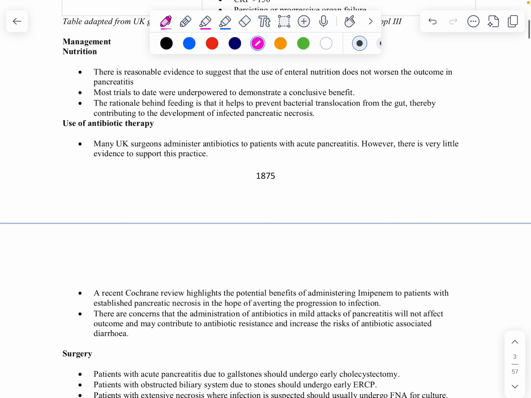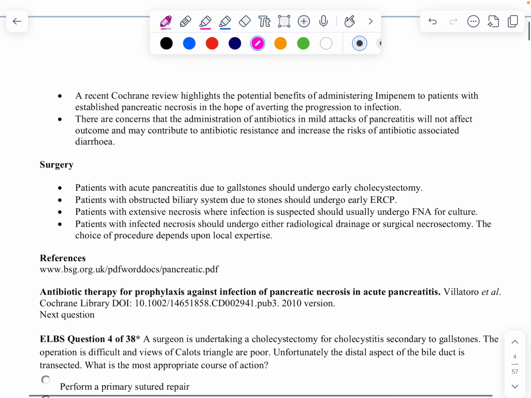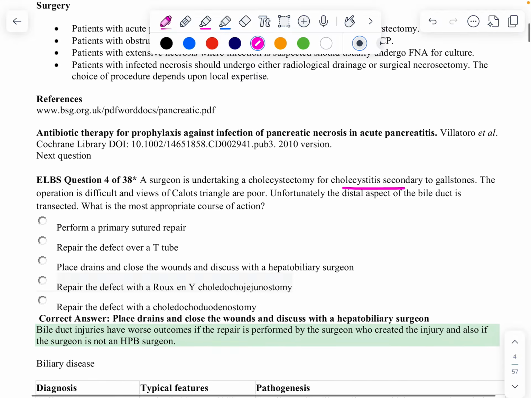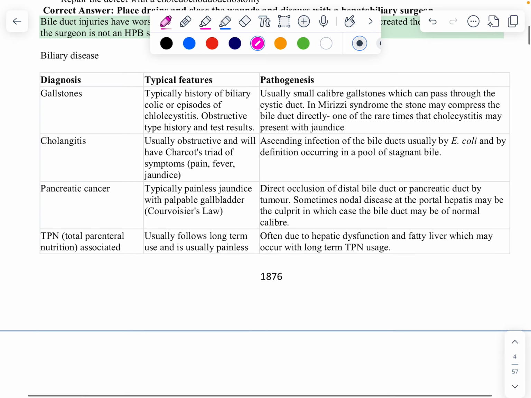Next question is a surgeon undertaking cholecystectomy for cholecystitis secondary to gallstones. The operation is difficult in Calot's triangle. Unfortunately, the distal aspect of the bile duct is transected. What is the most appropriate course of action? Suture is not possible. Repair the defect over a T-tube? Place a drain, close, and discuss with the hepatobiliary surgeon. T-tube would be the thought, but the option here is to place a drain, close the wound and discuss with the hepatobiliary surgeon. Don't try to do the T-tube. Okay.